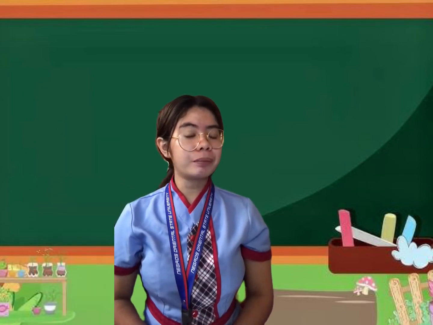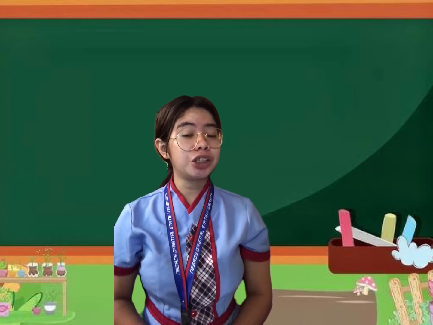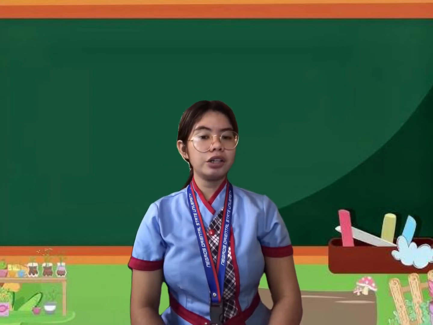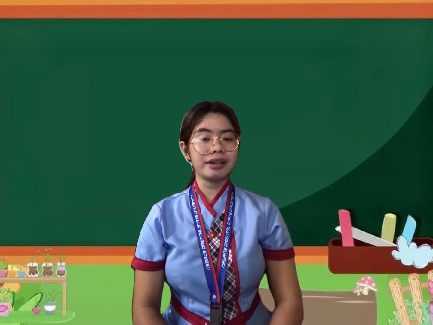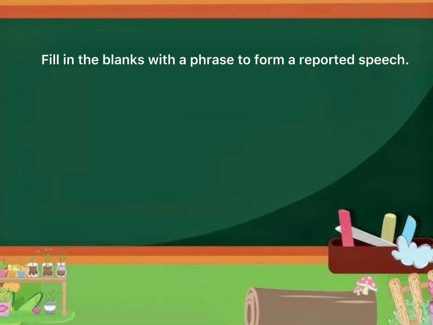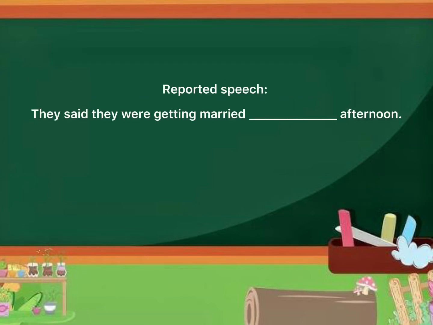Students, can you remember your previous lesson about direct speech and reported speech? I hope you paid attention to that lesson because it will really come in handy with our new lesson today. Now, to test if you have knowledge about indirect and direct speech, let's answer this activity. Fill in the blanks with the phrases to form a reported speech. Again, I only give you 5 seconds to answer. First sentence. Direct speech: We are getting married this afternoon. Reported speech: They said they were getting married blank afternoon.